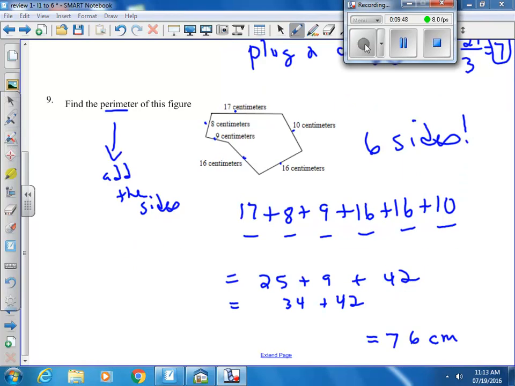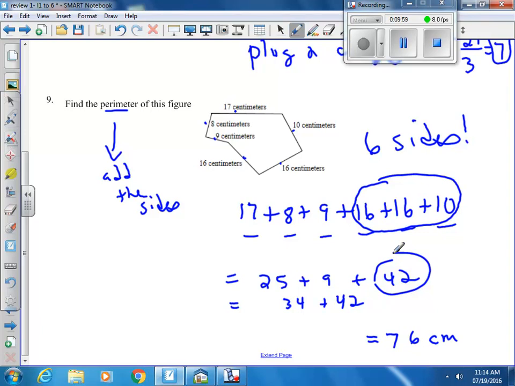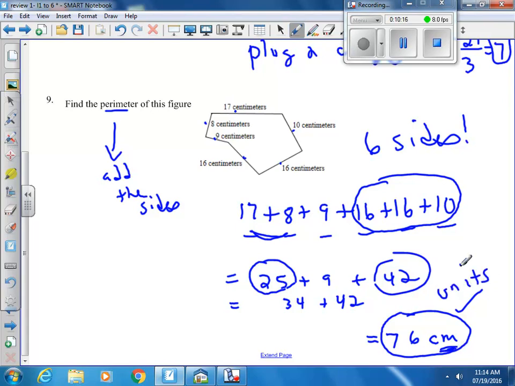Okay, so you can add that up whichever way you like, but I decided to kind of chunk it off, like 16 plus 16 plus 10 makes 42. And I did 17 plus 8 is 25, so I kind of added it in bits. But eventually you should arrive at 76 centimeters for your final answer. Notice the units. Don't forget the big note to self, units, centimeters. So perimeter is plain old units. Earlier you saw area, that was units squared. Let's take a look at the next one.